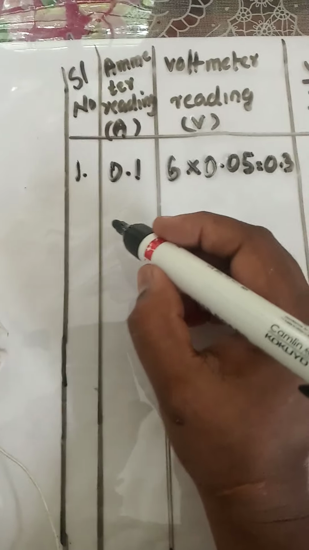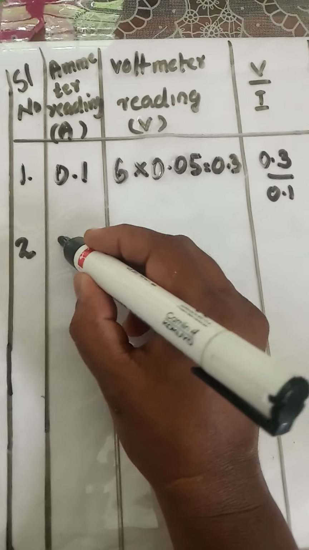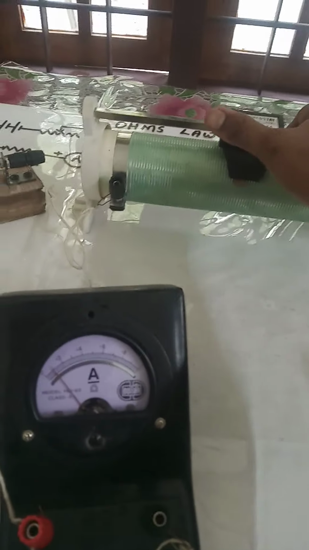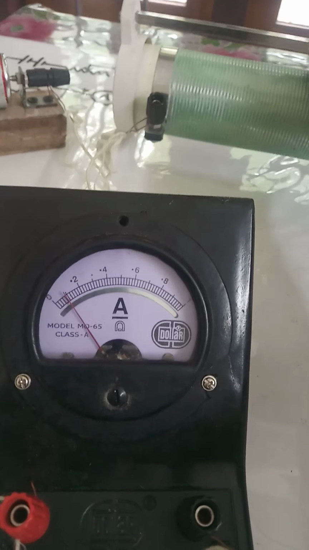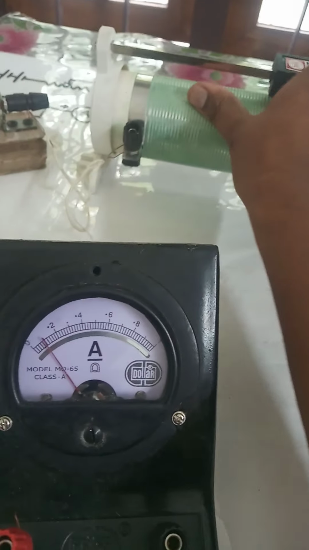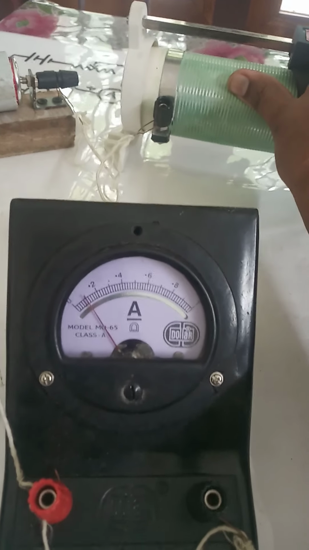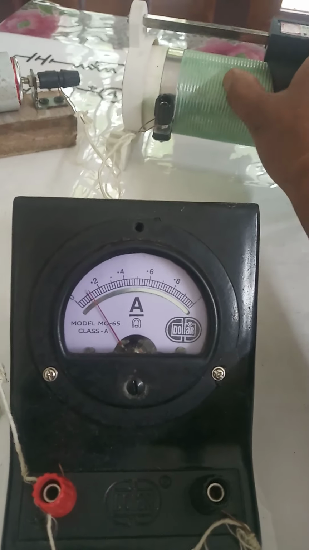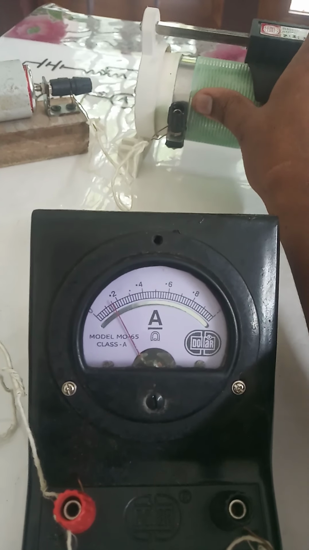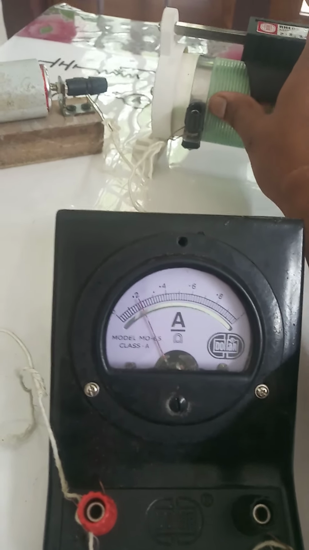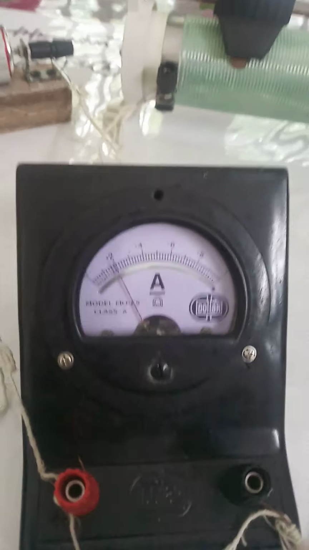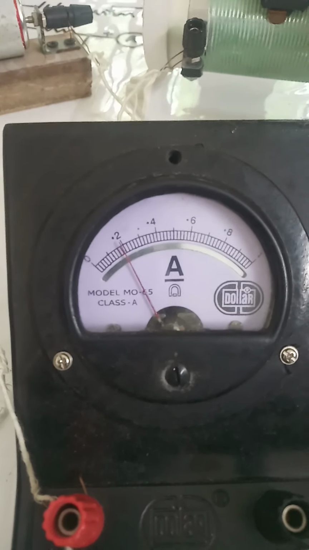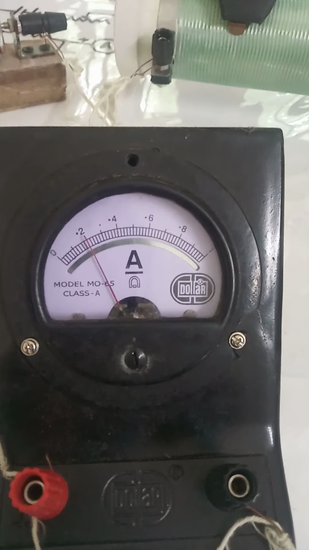Then we can adjust the rheostat and make the ammeter reading 0.2. We can use this slider to adjust the ammeter reading. We can move the slider towards the first knob to reduce the resistance. Now the resistance in the circuit is reducing and thus increasing the current in the circuit. Now the current in the circuit is 0.2 ampere.